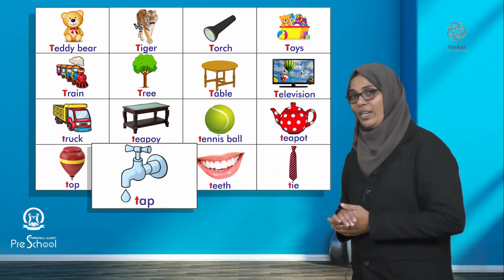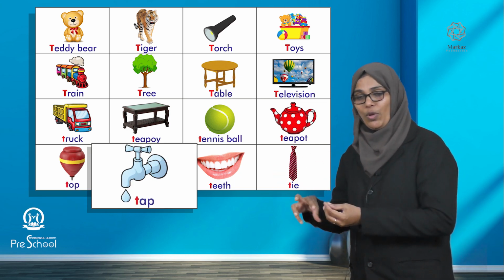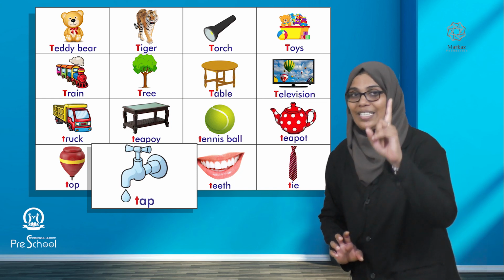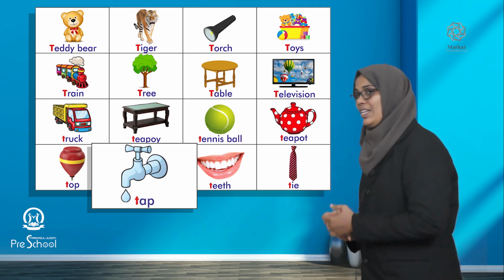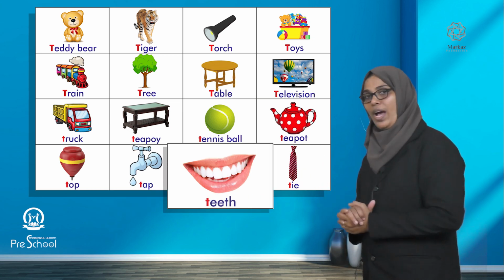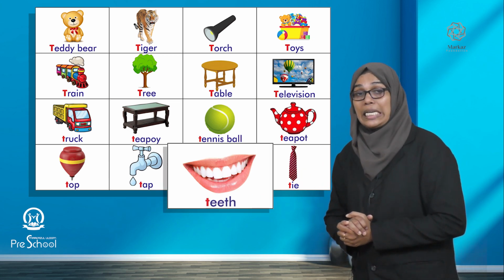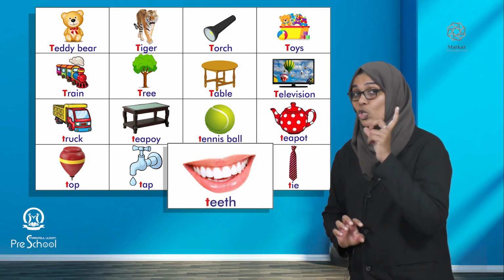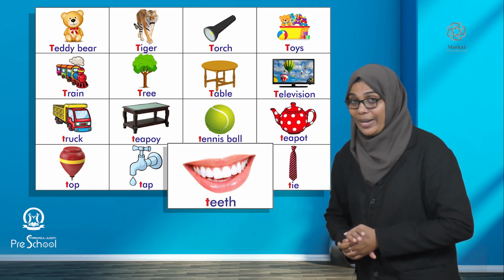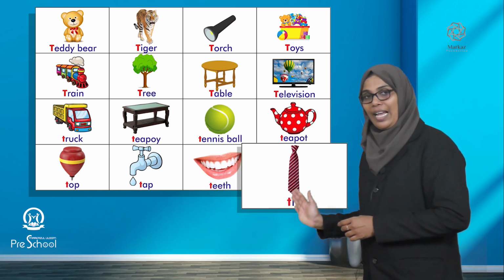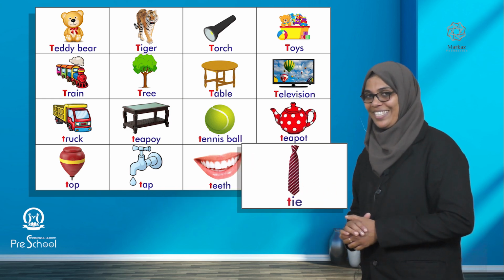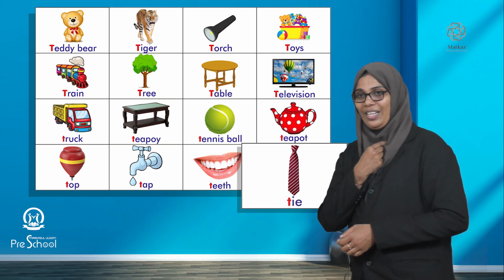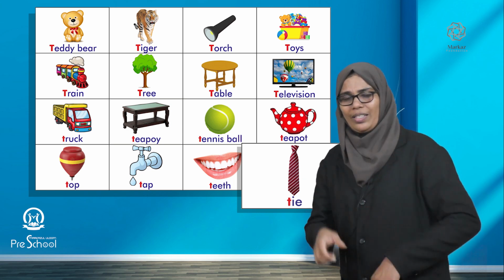And the next one, which gives us, if we open it, water will come out. What is it? Yes, tap. The next one, teeth. What is it? Teeth. We all are having teeth to chew our food, right? Yes, teeth. And the last picture, look. Yes, tie, which we used to wear with the coat, right? Some shirts also we used to wear this tie.